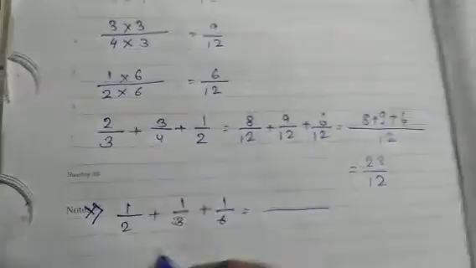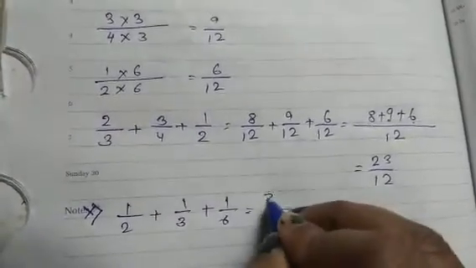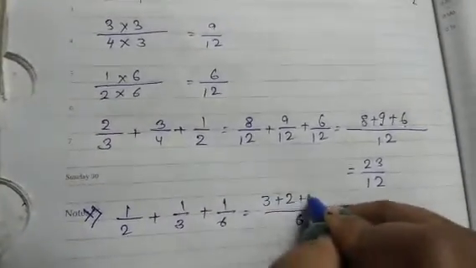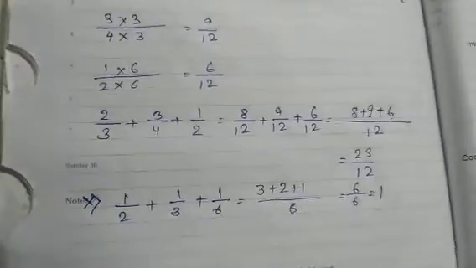Like easily I can say the LCM of 2, 3 and 6 is 6. So 3 plus 3 to the 6, 2 plus 1. So 6 by 6, that is equal to 1. Okay. So until unless you are confident, please do not skip the steps. Okay. I will use this particular page for this 11.